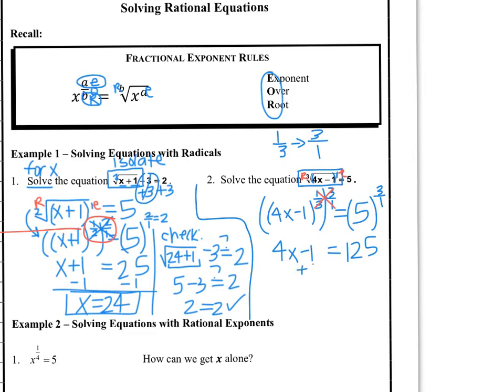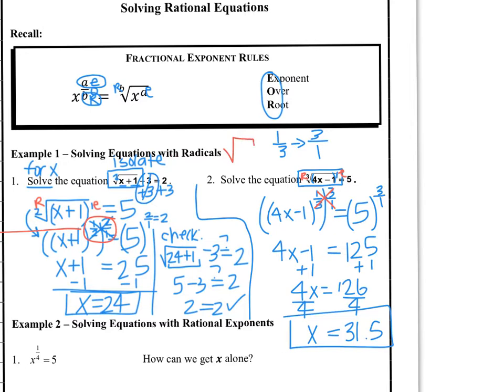And then from there, you're just solving it like a regular equation. So I get 4x equals 126. Divide both sides by 4, x is equal to 31.5. Okay. So we just solved two equations that had radicals in them, and the radical meaning the root symbol, and we learned how to convert them to the fractional expression, and then solve from there.